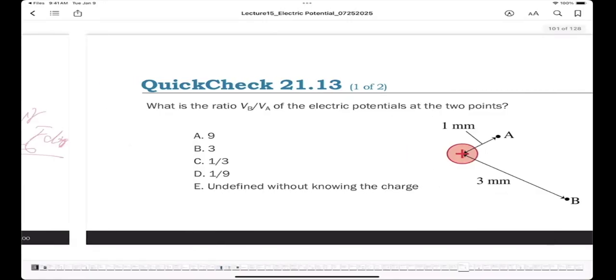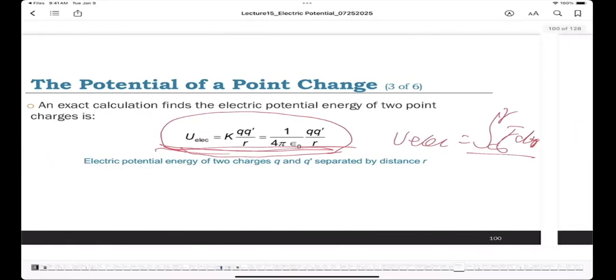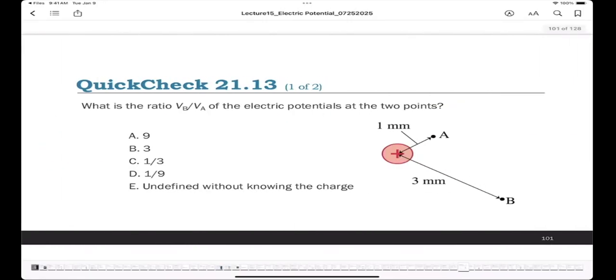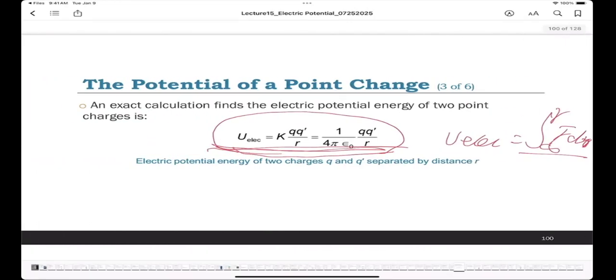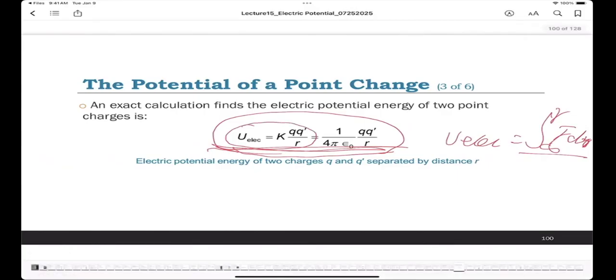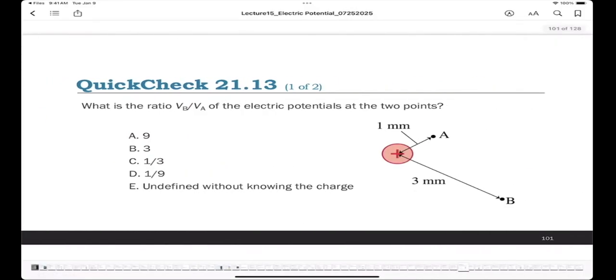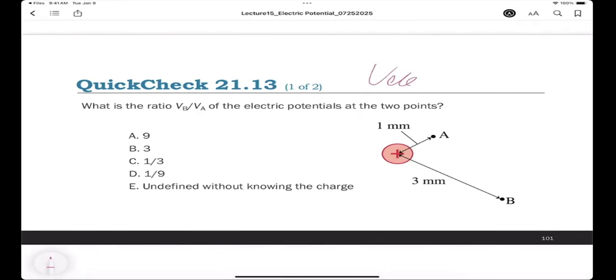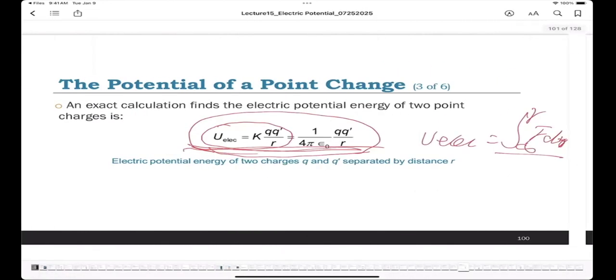Okay. And let's check some example questions. What is the ratio VA divided by VB of the electrical potential at the two points? We know this is the equation for the electrical potential energy. U, electrical potential energy, equals what? K Q1 Q2 over R. Does that make sense to you?